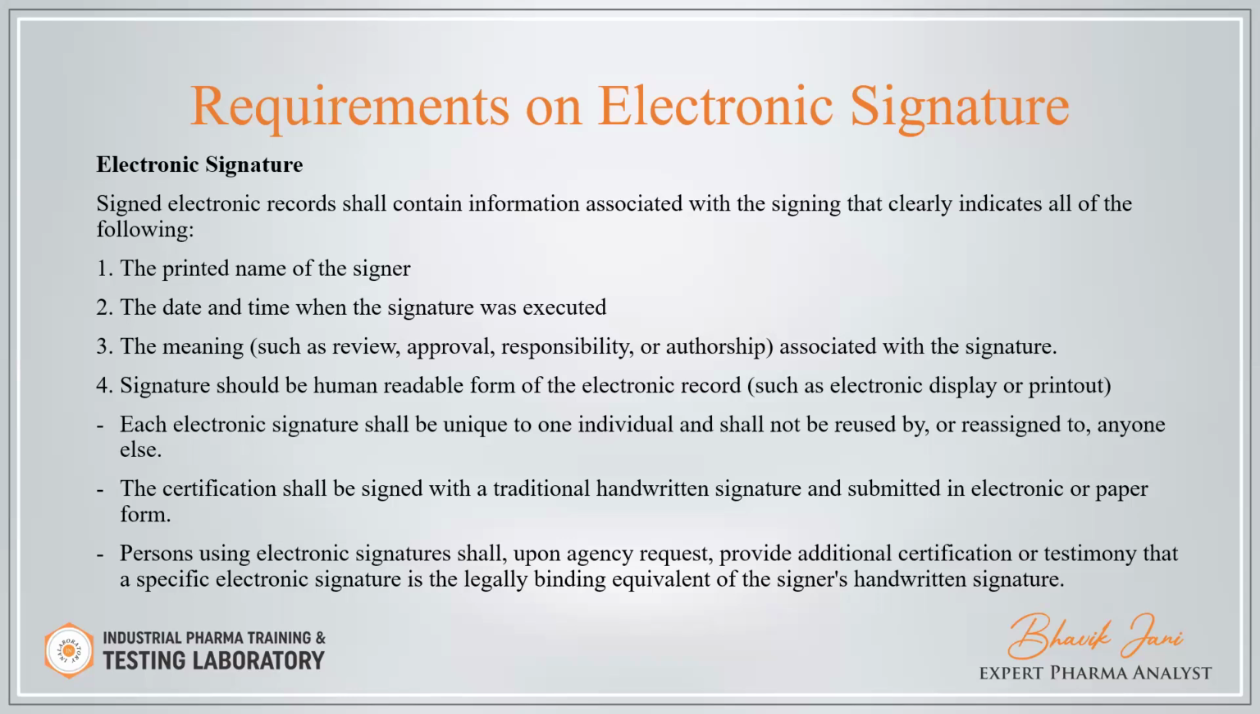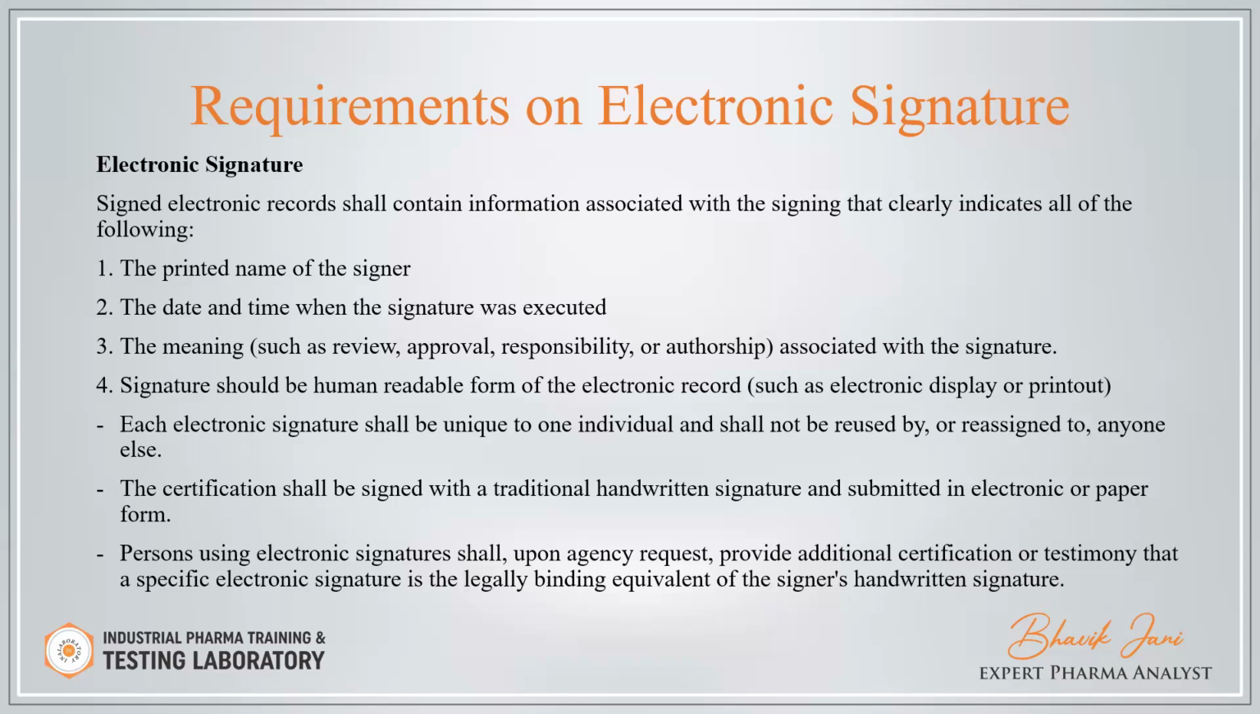So the guideline says that one certificate is to be issued by the employee, and the certificate should mention the traditional handwritten signature and state that my electronic signature is the equivalent to my handwritten signature. Those certificates are handed over to the QA, and whenever the auditor asks for this type of certificate, it should be easily available.